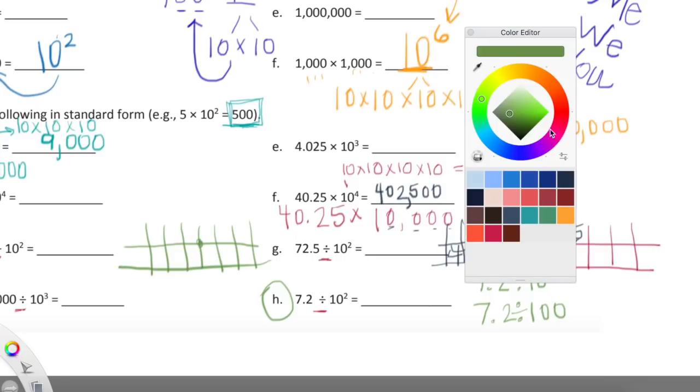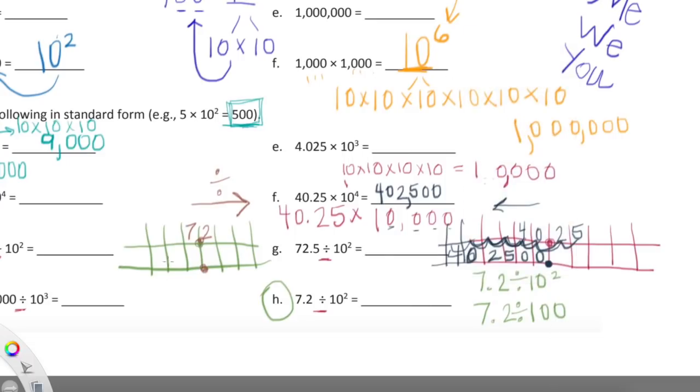So we have 7.2. Notice I put my decimal here. We're dividing by 100, you guys. The number is going to get smaller, so the digits are going to shift to the right because we're dividing. 100 is equal to 2 tens, so we're going to shift to the right 2 columns. We could also think about the fact that 100 has 2 zeros and connect that with the fact that we're going to shift these digits to the right 2 columns.